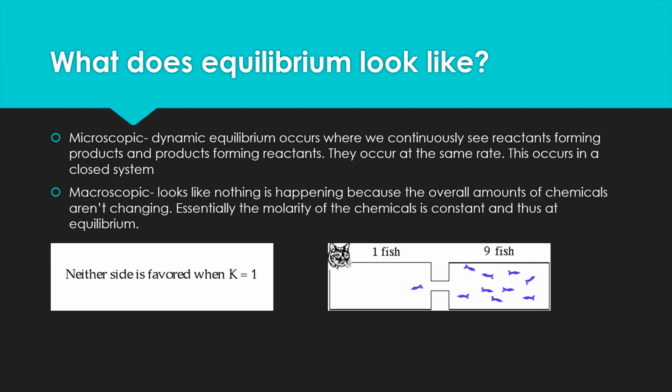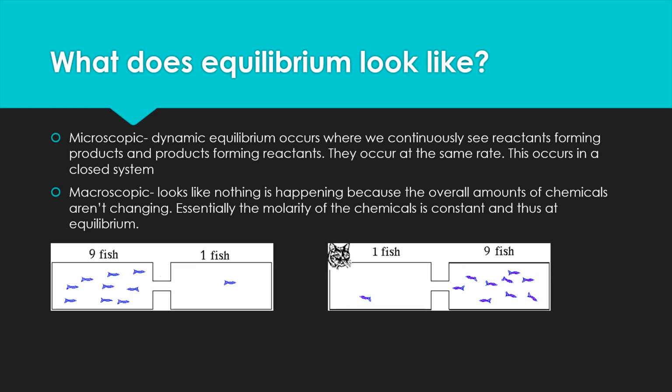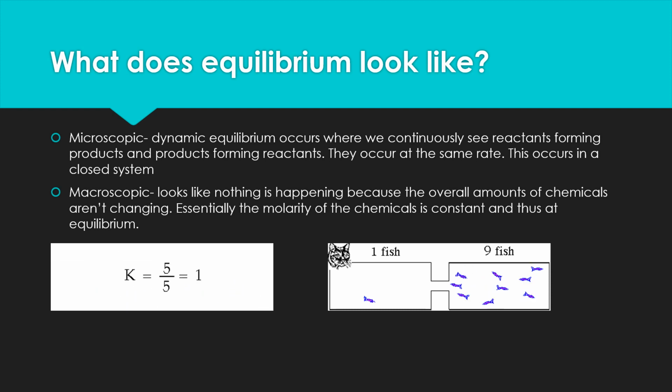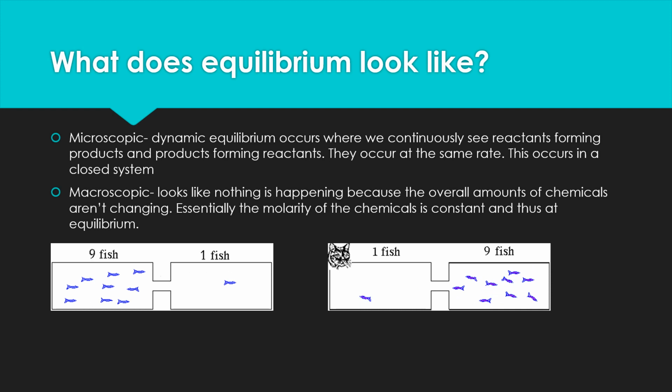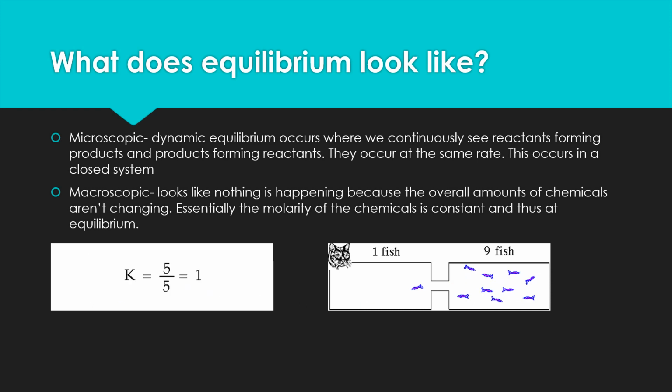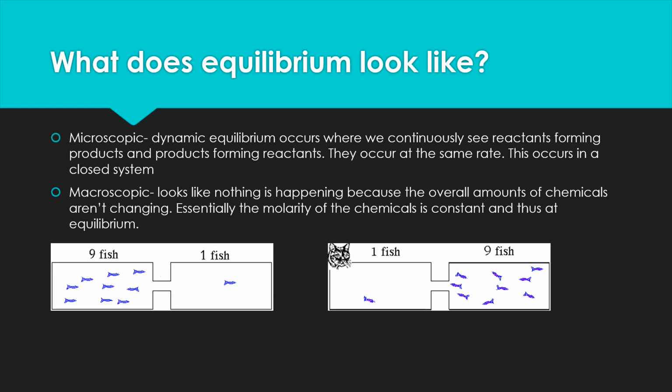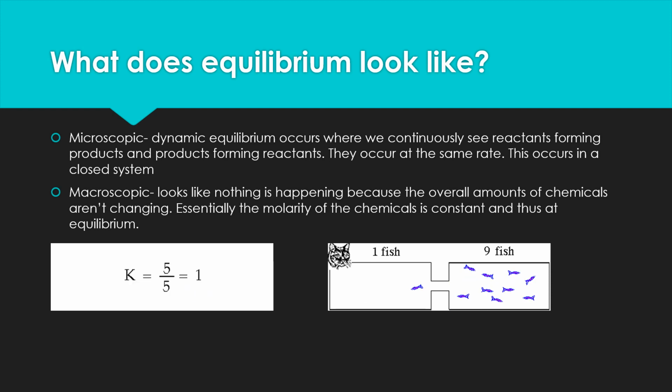They don't have to be equal amounts though. So if we could zoom in on a chemical reaction, we're going to see this very dynamic process. We're going to see this colliding of molecules, these reactants forming products forming reactants, all of this occurring, and it's very robust and active. But if we zoom out and we look at the macroscopic view, it looks like nothing's happening because our overall amounts of chemicals aren't changing.